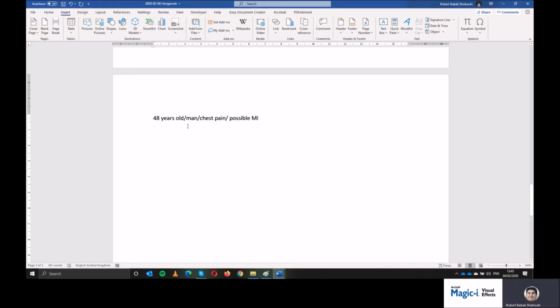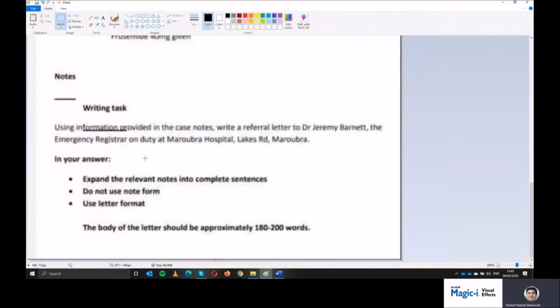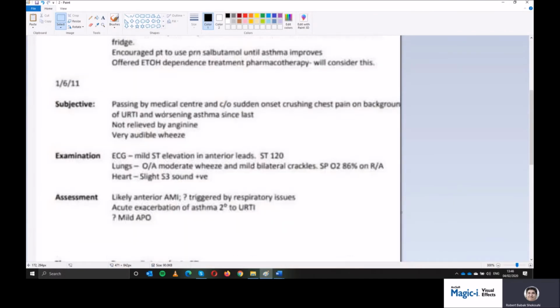So you're referring a 48-year-old man with sudden onset chest pain and possibly MI because of the ST elevation. Right. Now this is what we want basically. The first thing we do is this: we go to the last entry.